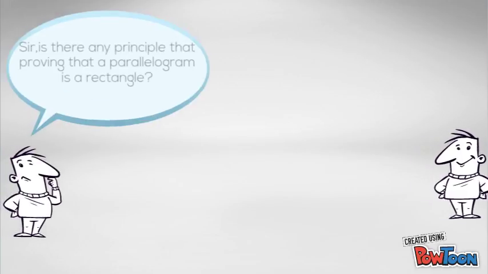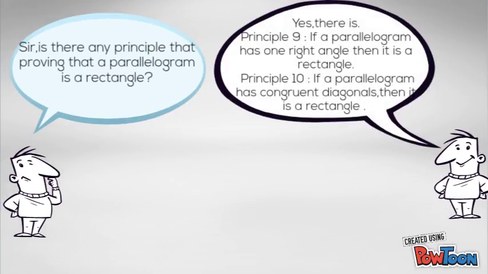Sir, is there any principle for proving that a parallelogram is a rectangle? Yes, there is. Principle 9. If a parallelogram has one right angle, then it is a rectangle. Principle 10. If a parallelogram has congruent diagonals, then it is a rectangle.